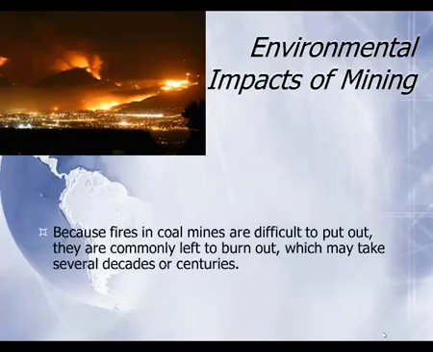Because fires in coal mines are difficult to put out, they are commonly left to burn out. So that increases the amount of pollution and smog in the atmosphere just simply from the burning process. Sometimes these coal mine fires can actually take decades or centuries to eventually burn themselves out. The coal just gets enough oxygen for it to smolder underground, and it continues to release carbon dioxide into the atmosphere, along with a number of other gases.